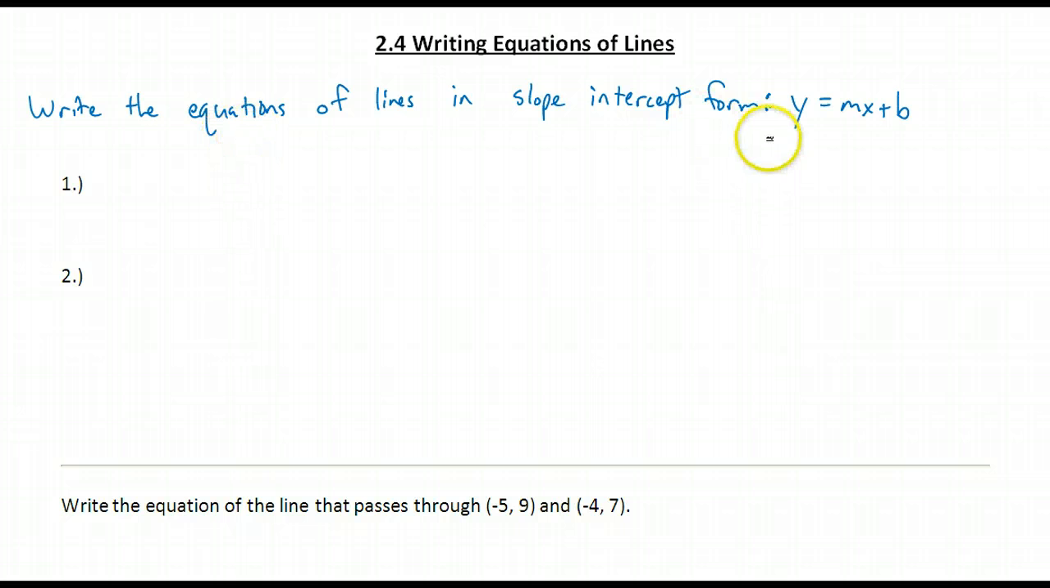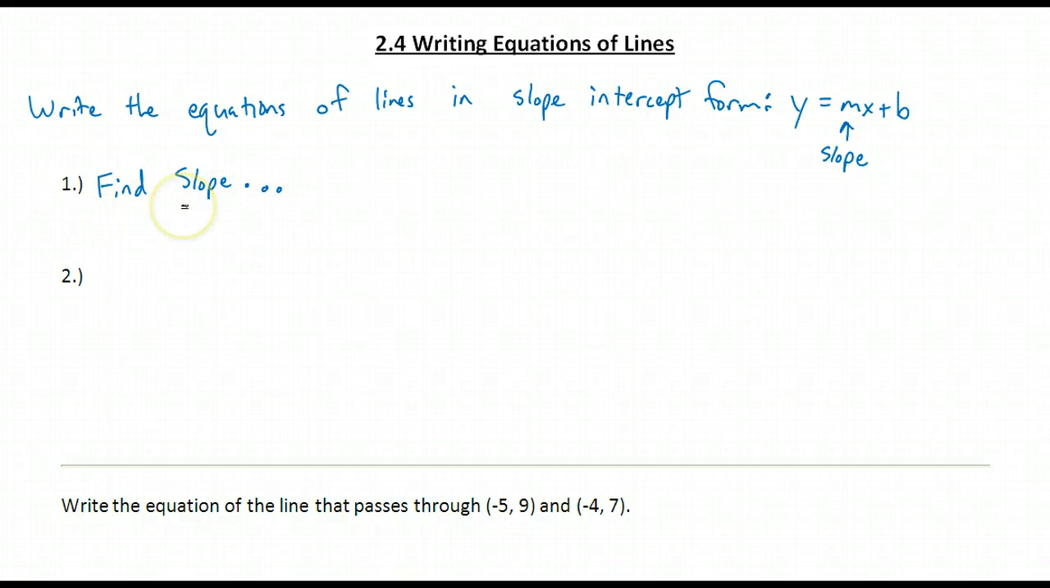In order to write the equation of a line in slope-intercept form, there's two pieces of information that we need to find. Our first piece of information is our slope. So step one to write the equation of a line is to always find the slope.